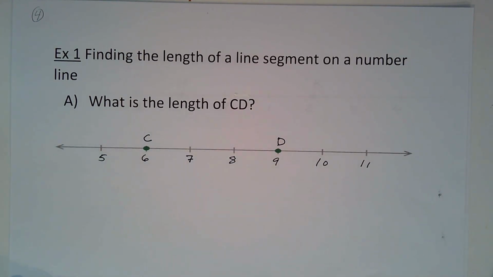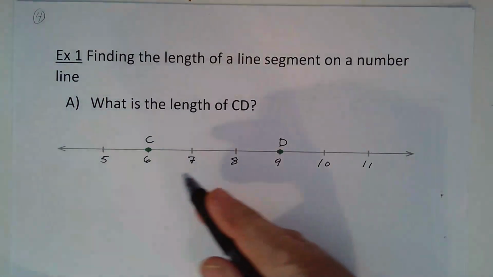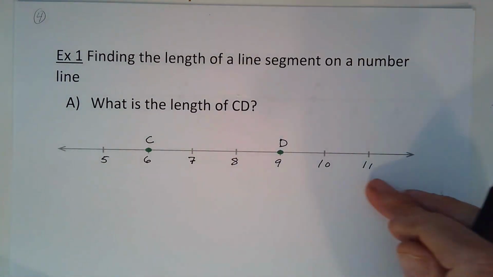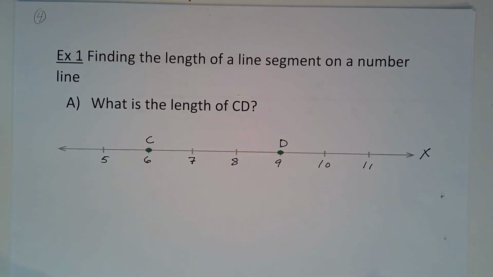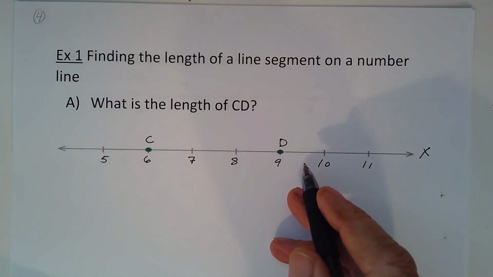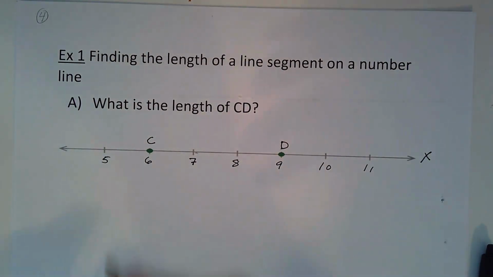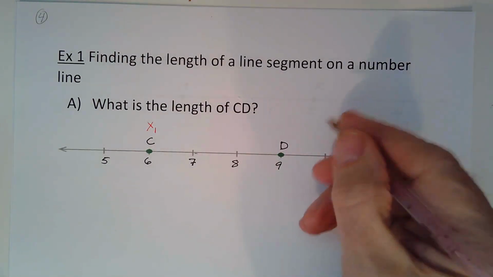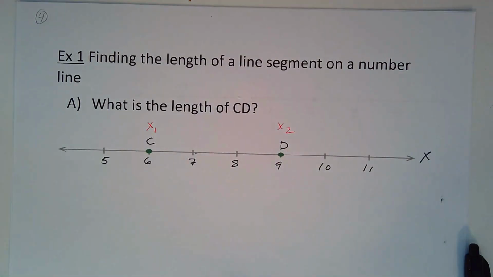Now, what a lot of people forget is that a number line is actually the x-axis. Any horizontal number line like this is considered the x-axis on an xy coordinate chart. So these points would be x-coordinates. Okay? So for C here, we could label C as our first x-coordinate. We could call that x1 or x sub 1. And then the D would be our second x-coordinate, so that would be x sub 2.